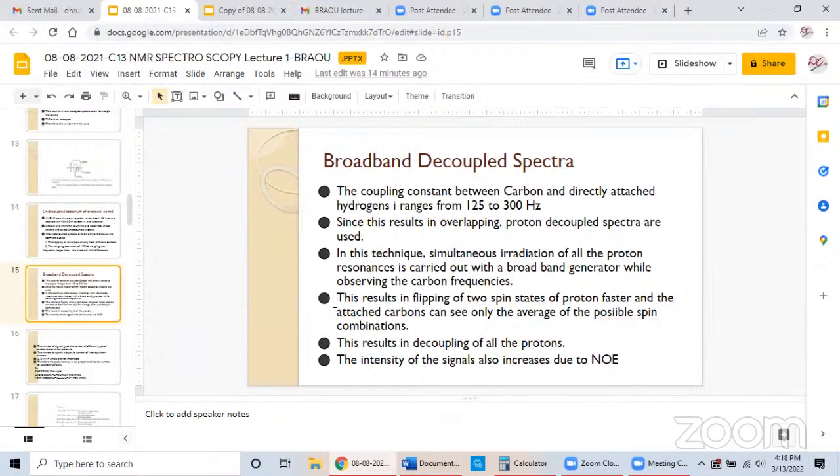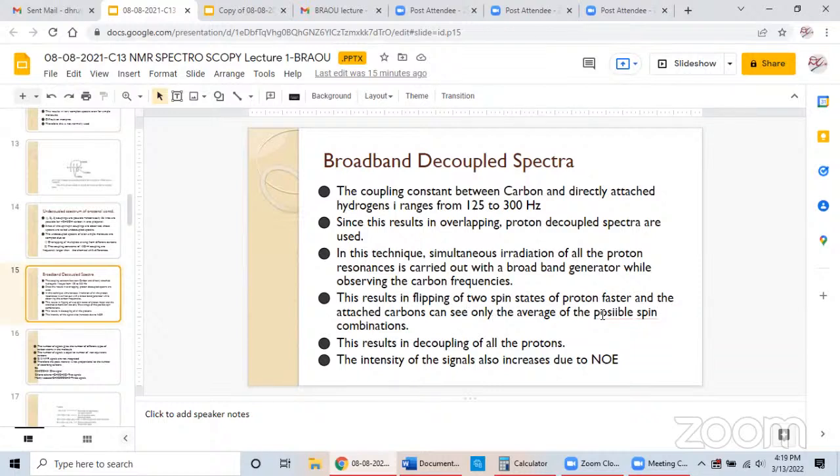This is what I told you. It results in faster flipping of the two spin states of the proton, and the attached carbon can see only the average of the possible spin combinations. Therefore, it will give only an average signal. For example, I'll tell you one example. It can give you a doublet, because one hydrogen can be seen in two spin states, one in the lower energy state, the other in the higher energy state. So it can give you two lines. So one hydrogen attached, by the n+1 rule, will give you two lines. We call that a doublet, isn't it?